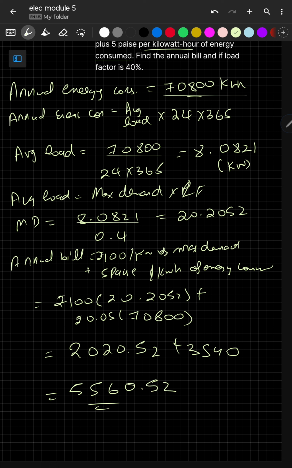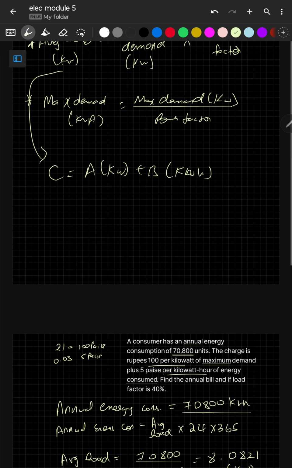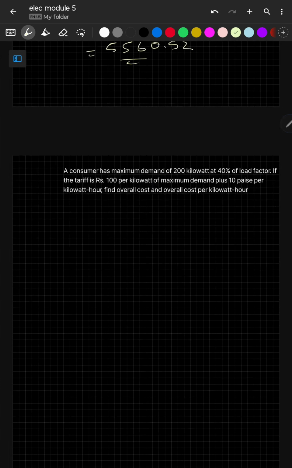I'm getting the answer as 5560.52. Do it separately because sometimes the brackets will cause mistake. Do this part separately. It's easy to cross check also where you have gone wrong, and then finally add it and write it. This is the final answer. What formula did we use? Did we use anything hard? This formula we used annual energy consumption to find the average load. After we got the average load, we used this to find the maximum demand. Finally, we use this. That's it. Was it hard? Not at all. Let's go to the next question.